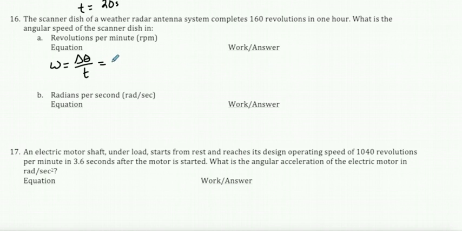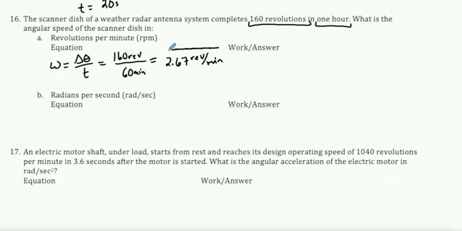So we can keep those 160 revolutions, but we're going to have to change the 1 hour. This is our time value, and this is our displacement value. 1 hour is 60 minutes, right? So we can just do 160 divided by 60 to get our revolutions per minute, which is 2.67 revolutions in 1 minute. So that antenna goes a speed of 2.67 revolutions per minute.